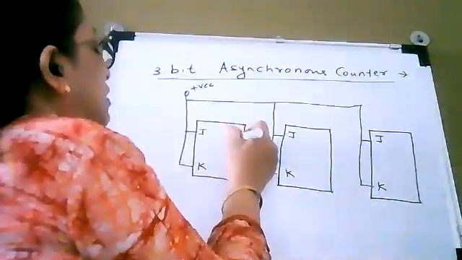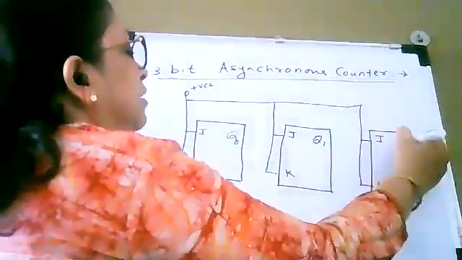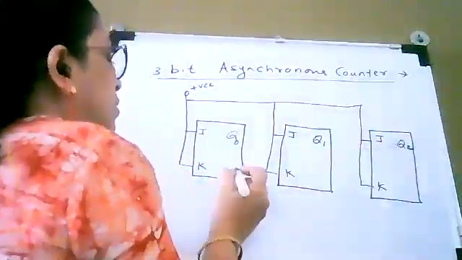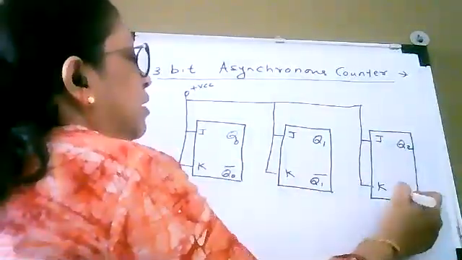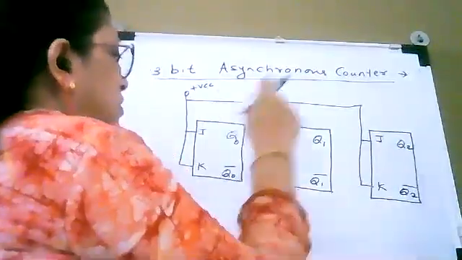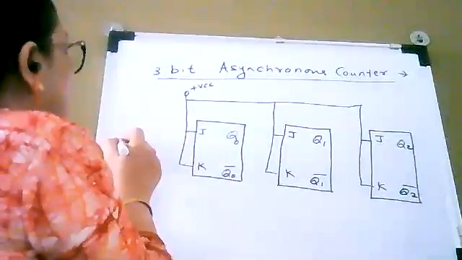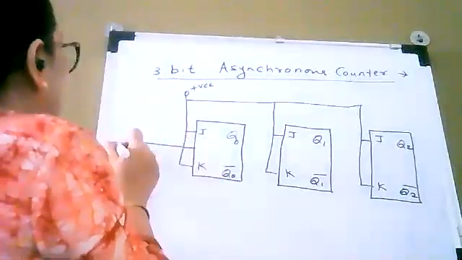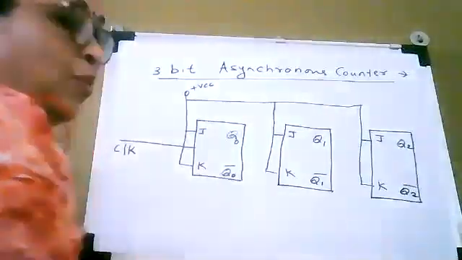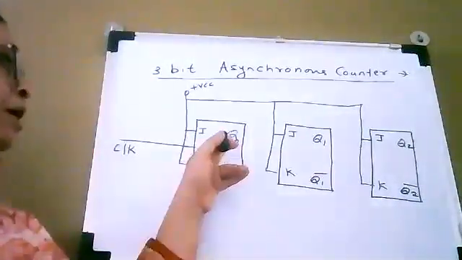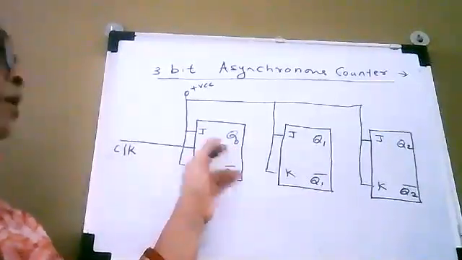Okay, now let us call this Q0, this Q1, and this Q2. Q0 bar, Q1 bar, and Q2 bar. So these are the outputs of each flip-flop. Now here you can see I'm applying clock pulse to flip-flop number 1. So we designate actually it as flip-flop number 0.